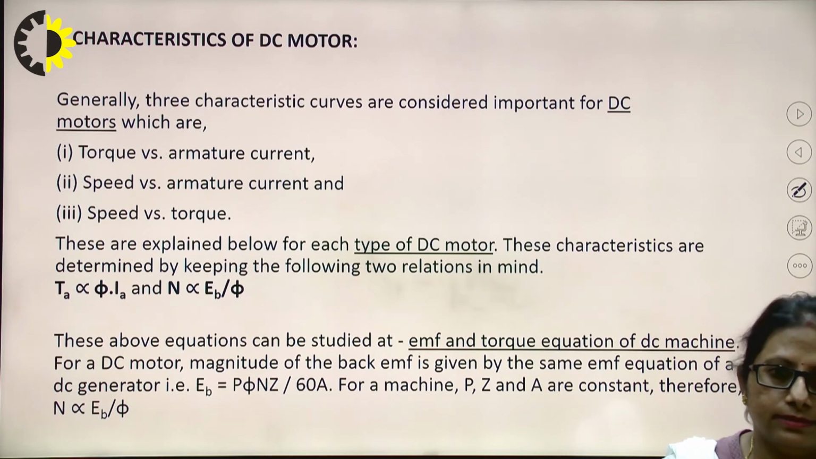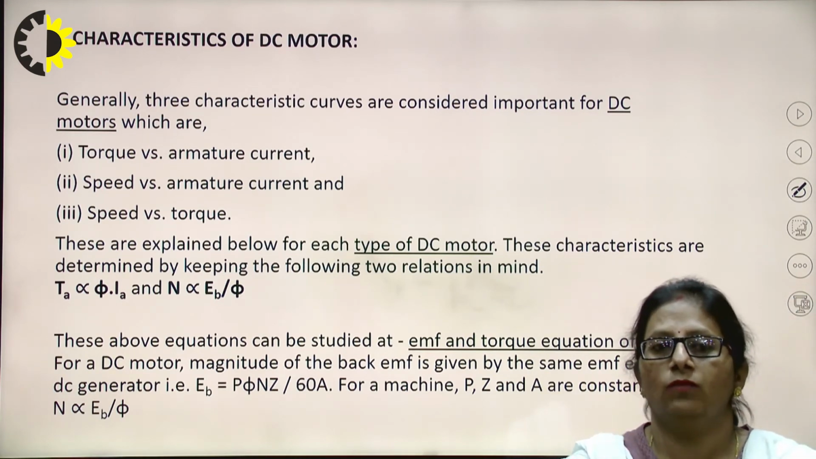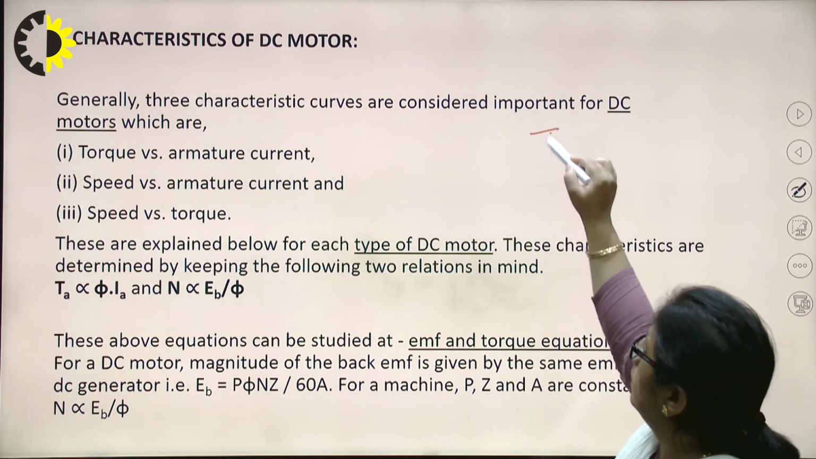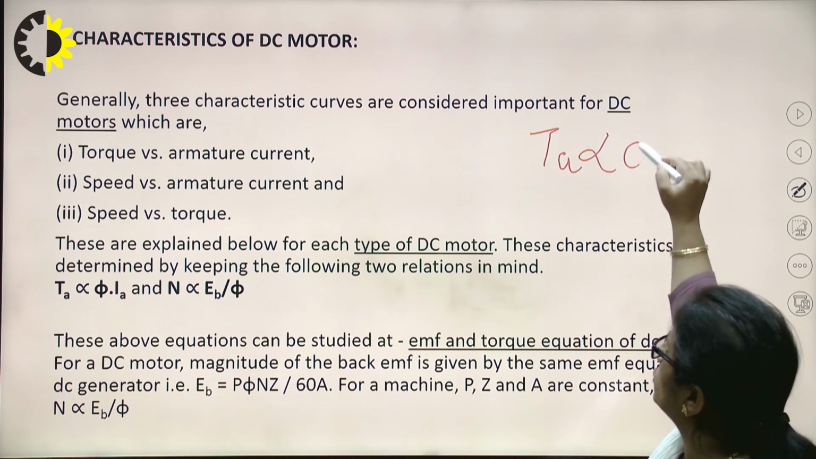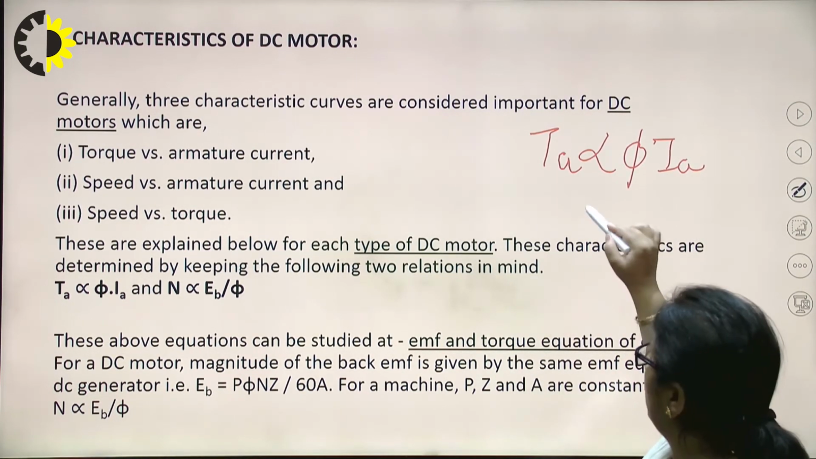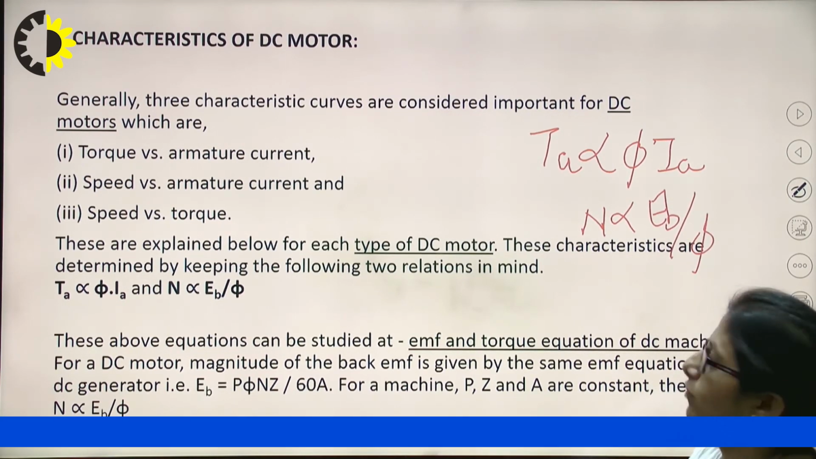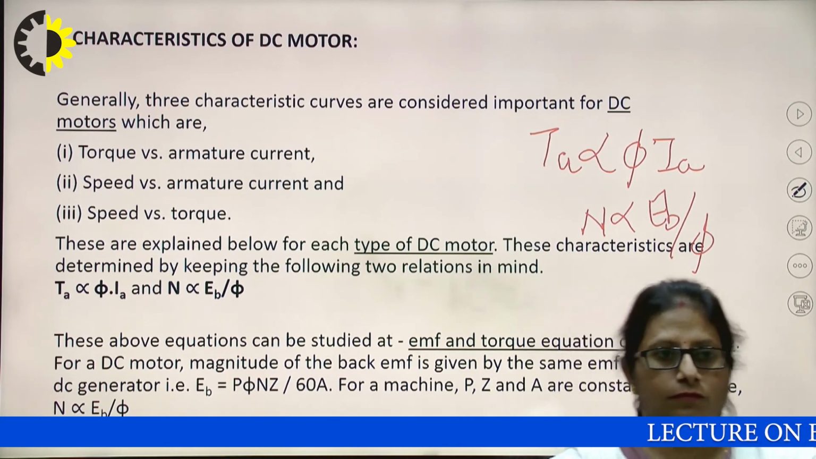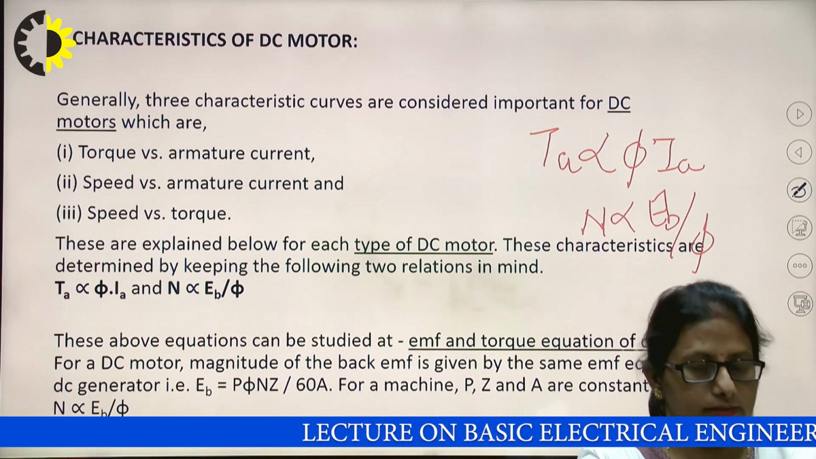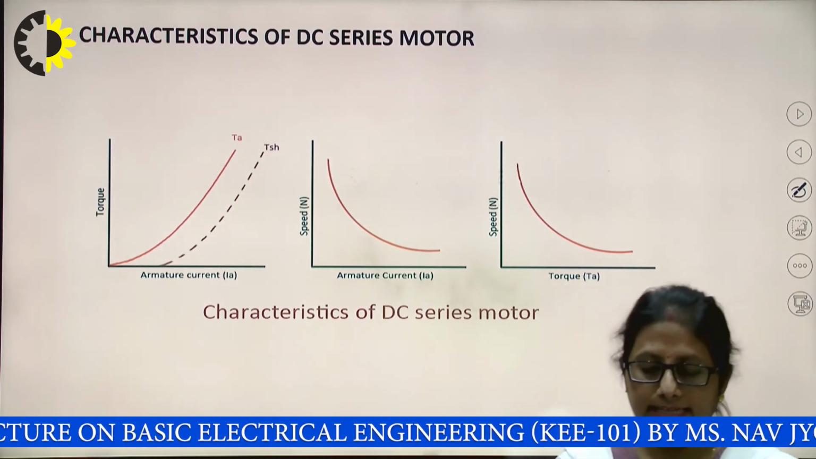These characteristics are determined by keeping in mind the two relations which I have just told you, right? One is with the torque. We have just derived that the torque is proportional to flux into IA, and the speed is proportional to back EMF by flux. This is what we have got from the expression for the back EMF, right? According to these equations, we'll be going with the characteristics of a DC motor. Now, coming to a DC series motor, if you just see.